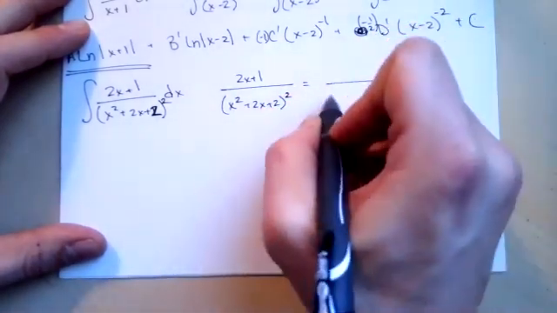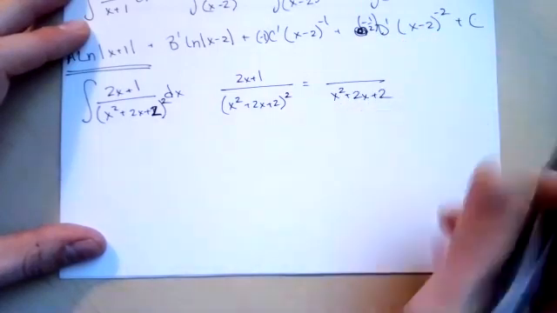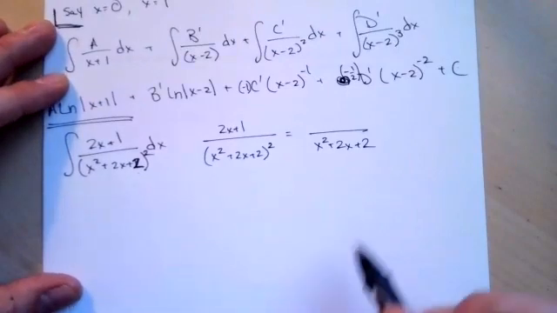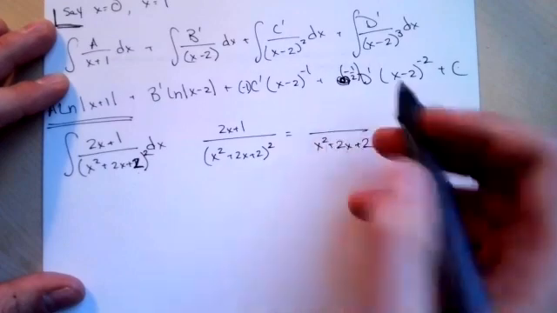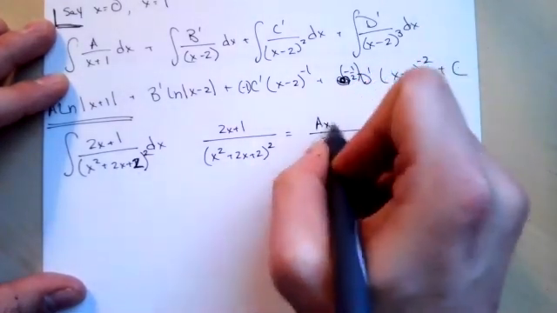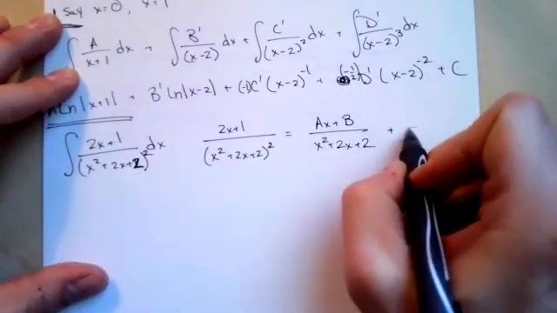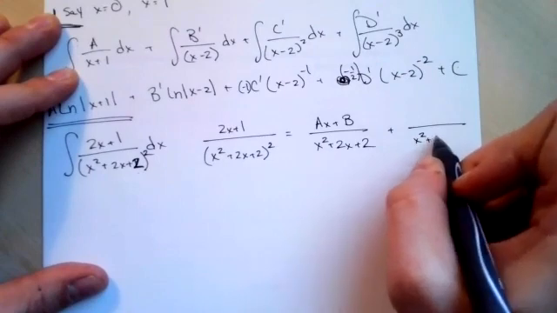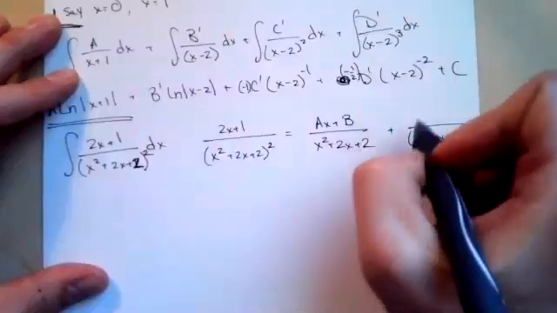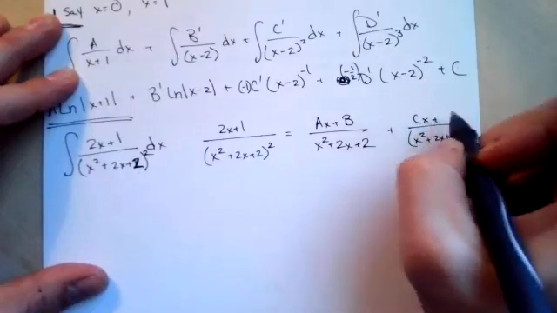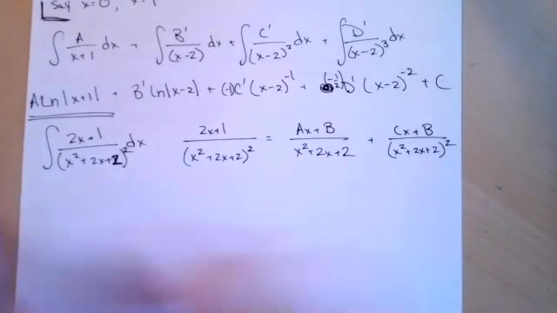What you can do is keep your irreducible factors similar to how we set up the last problem, but now put 1 with a degree 1, but the polynomial up top has to be a linear term. And we can put x squared plus 2x plus 2. Now this term squared, but the polynomial up top, again, has to be a linear term. Sorry, Cx plus D.